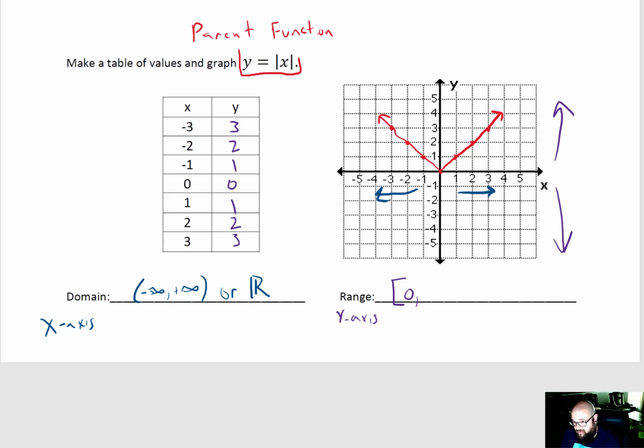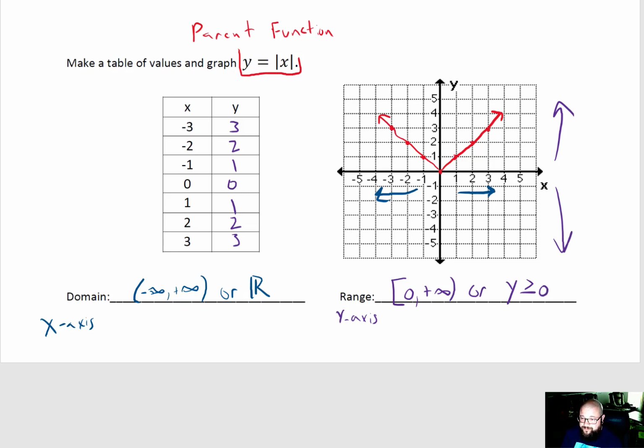Now the y-axis is continuously going up forever to positive infinity. So positive infinity is closed by a parenthesis. So it's interval notation. Or simply because it does stop at 0 and goes all the way to positive infinity, that can be written as simply saying y is greater than or equal to 0.